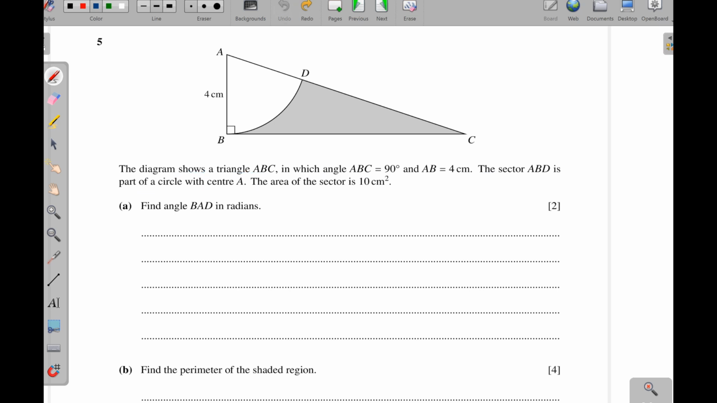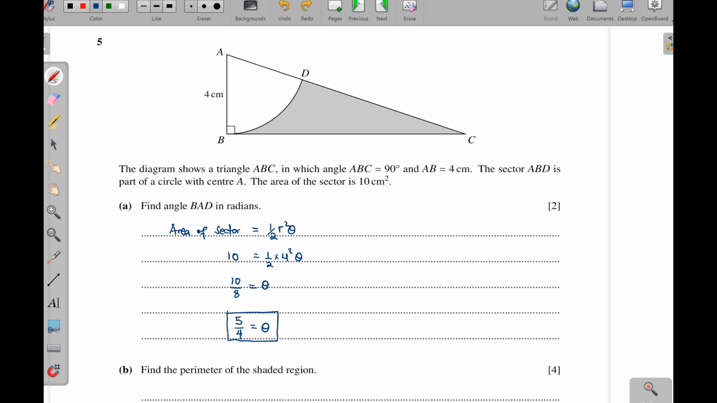Okay, this one is coming from circular measure. How to find the angle BAD? Do we know this area of the sector is given here? And we know that area of sector is equal to a half r squared theta. So the radius is 4. This one is 10. So we have a half times 4 squared, then times theta. So meaning this is 16 divided by 2, that is 8. So 10 out of 8 will give us the theta. By 2, 5. By 2, 4. That will be the value of theta. Okay, then next, part B.